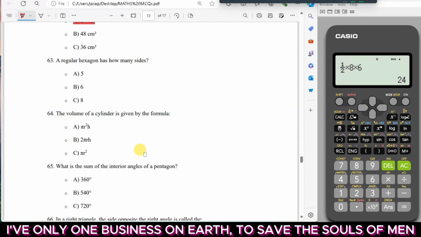A regular hexagon, that's number 63, has how many sides? A regular hexagon has how many sides? That is 6 sides. The answer is B.